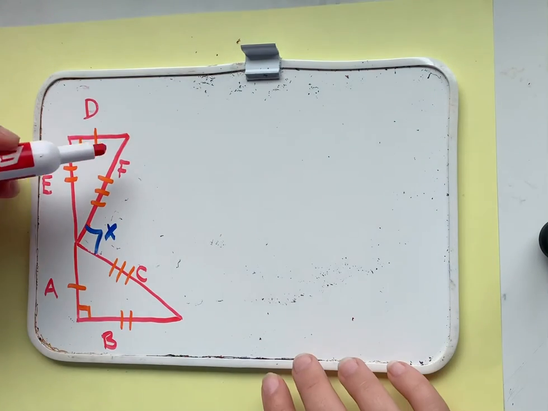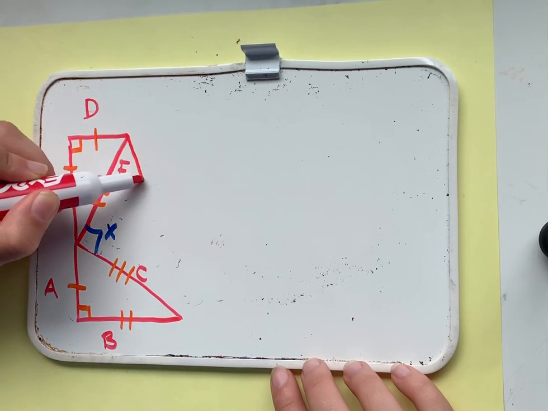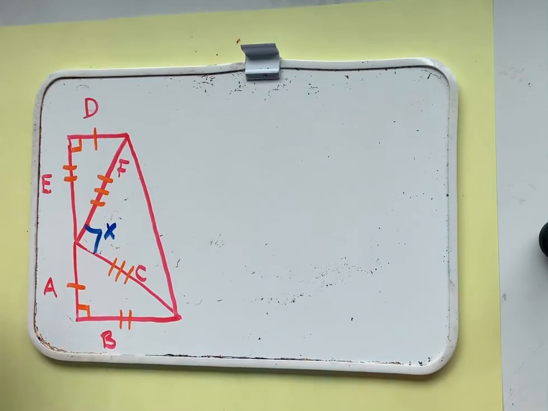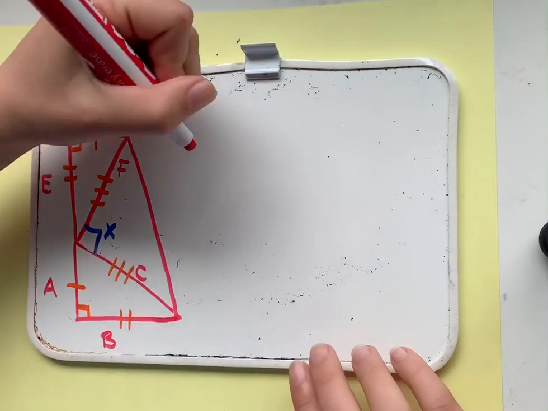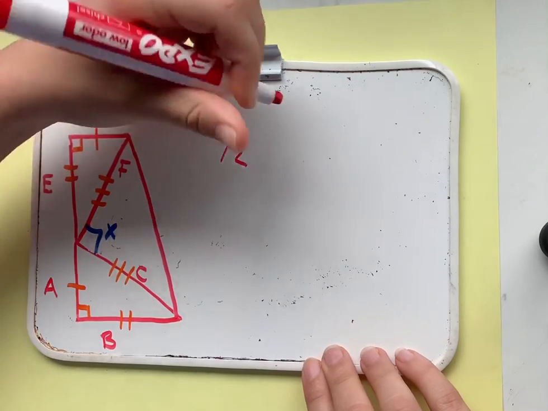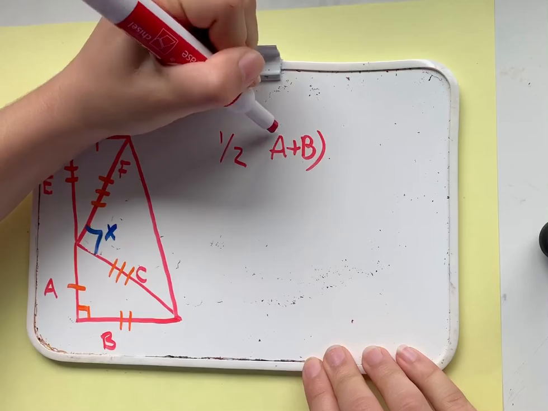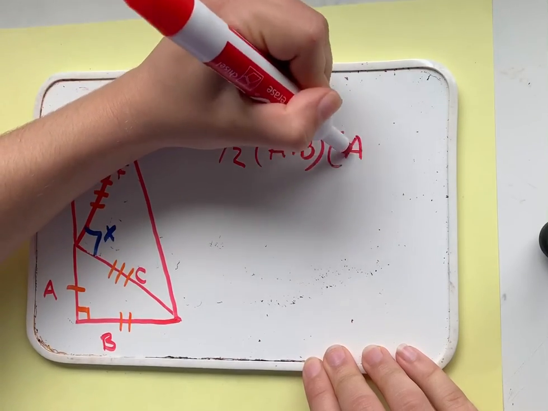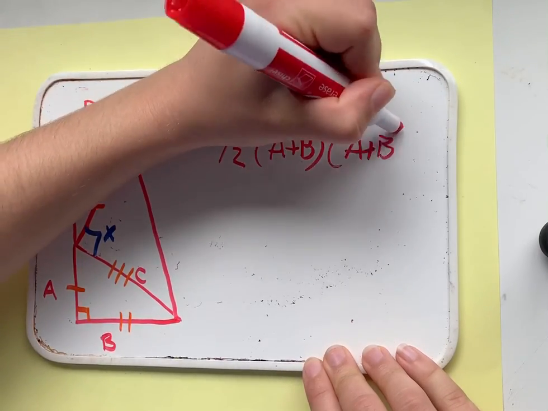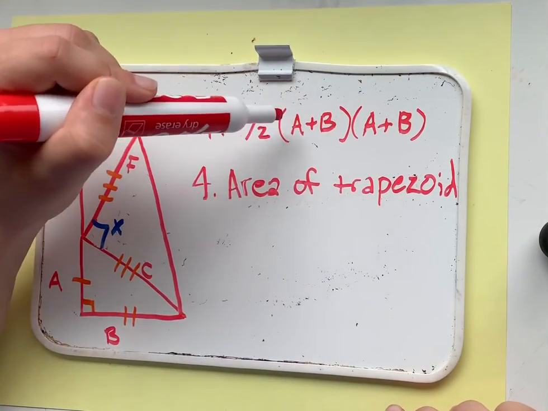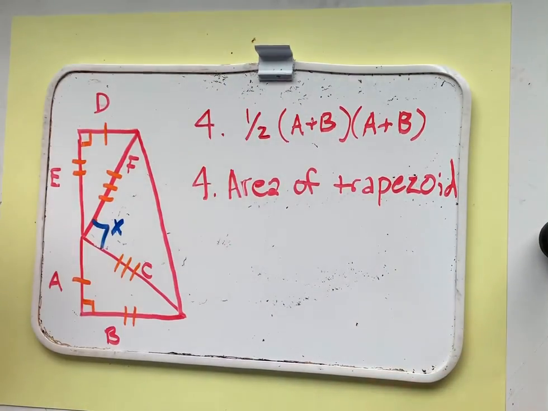For the fourth step, we're going to connect the two ends of both triangles to create a trapezoid. To find the area of a trapezoid, we need to use the formula of 1/2 times a plus b times a plus b. In this equation, a represents the area and b represents the base.